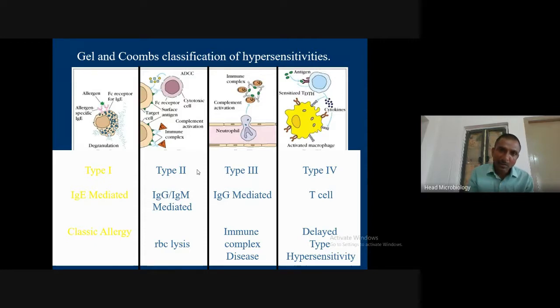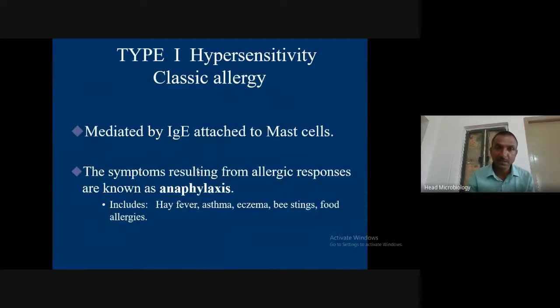The complement system or immune complex causes the RBC lysis. For example, from mother to placenta, different diseases are there. We'll discuss them again in later slides. And type 3 is the immune complex, IgG mediated. It is an immune complex disease. Type 4 is a delayed type of hypersensitivity. We'll discuss each and every type of hypersensitivity.